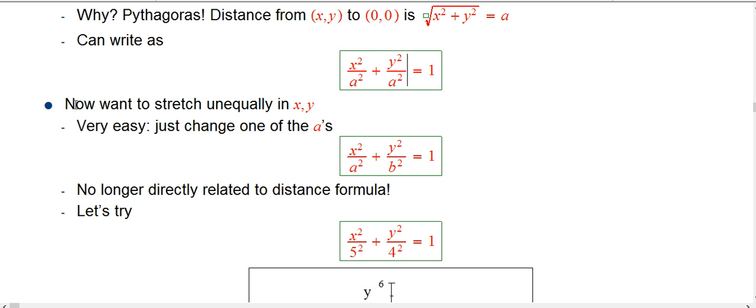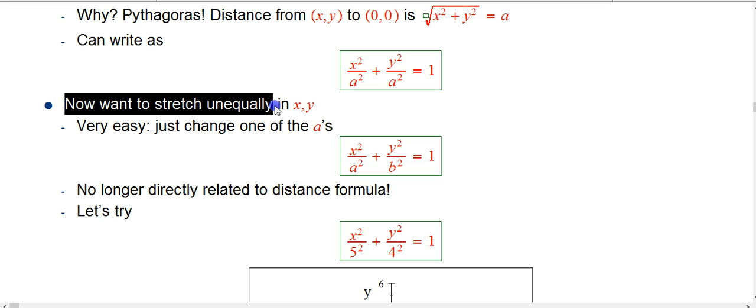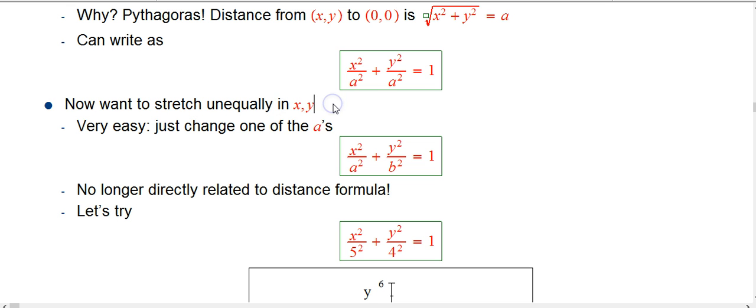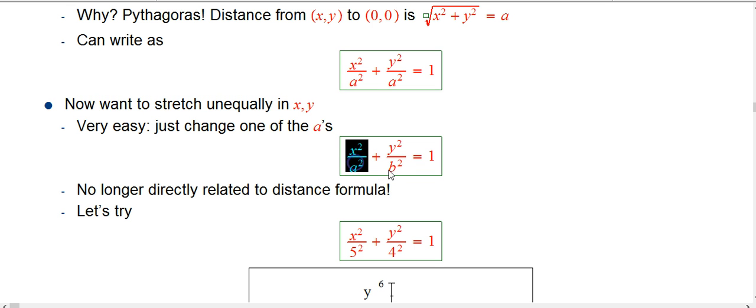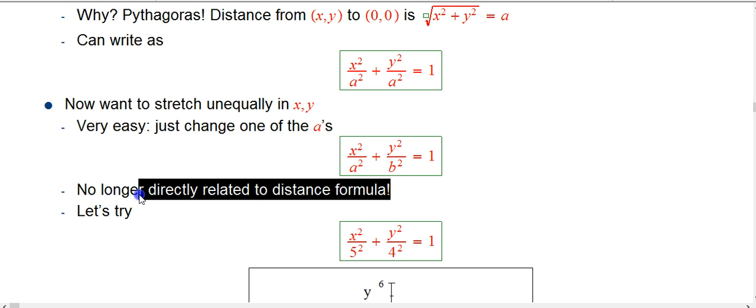Okay, so now we want to make an ellipse. It's a very particular curve that's like a circle, but it's stretched unequally in x and y. Not every curve that sort of vaguely looks like that, like a racetrack or something, is really an ellipse. It's a very particular special curve, so watch out for that. But once we've got it in this form, it's really easy to do that. What we're going to do is change these two numbers under the x and y to be different. So notice it's no longer really directly related to the distance formula.